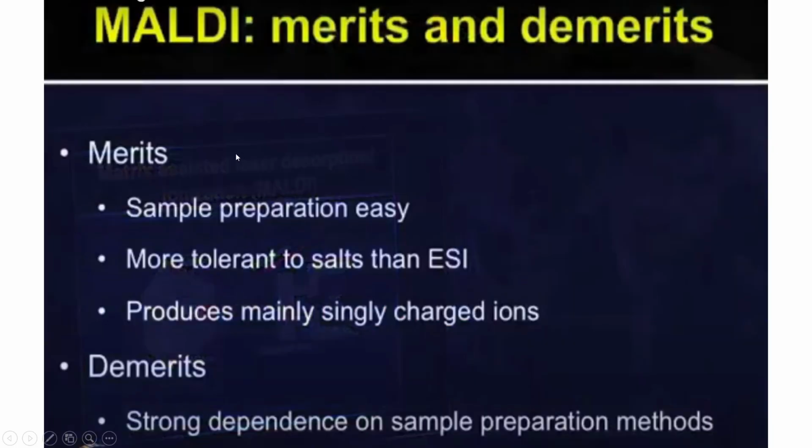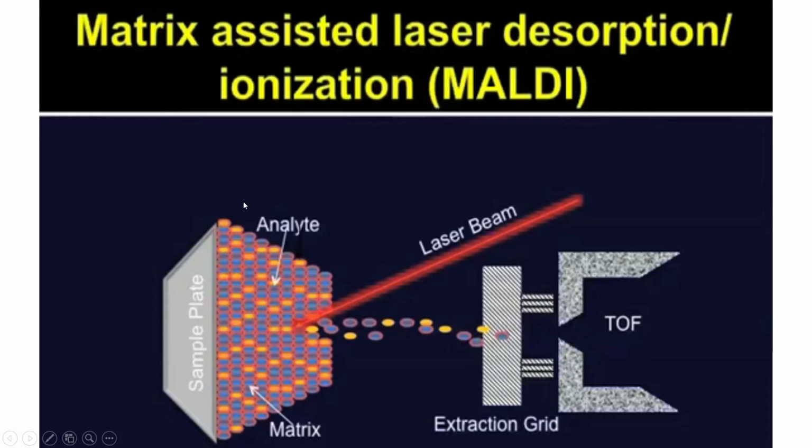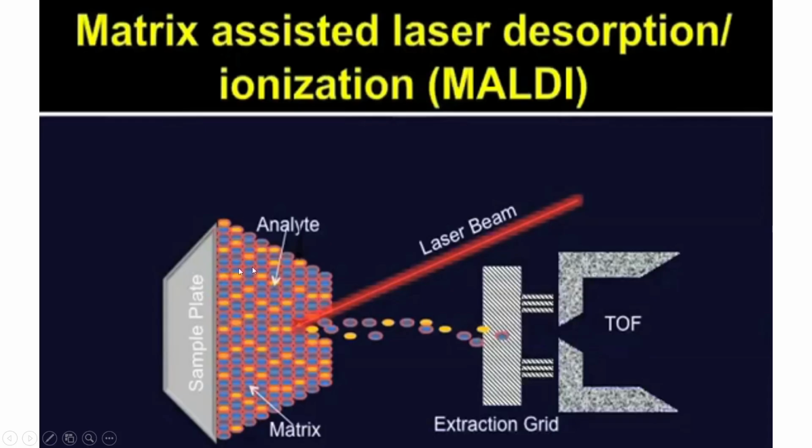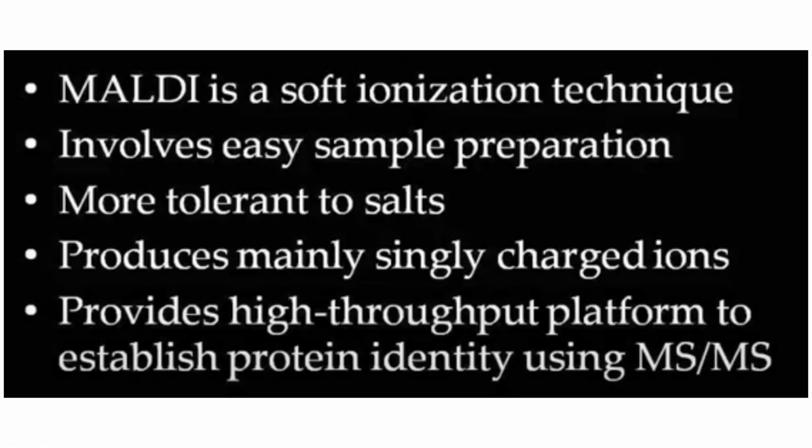There are advantages and disadvantages. Sample preparation is easy here because you are directly adding the sample on the matrix, and it is more tolerant to salt than electrospray ionization. So this is the laser-assisted one. As I was saying, there are different ionization techniques. One can be ESI as well, wherein electrospray ionization is done, and it generally produces multiply charged ions. But the demerit is strong dependence on the sample preparation method. Whichever way you have done your initial sample preparation, accordingly those types of proteins will be seen in your results, depending upon the way you have prepared your samples. So this is a soft ionization technique.